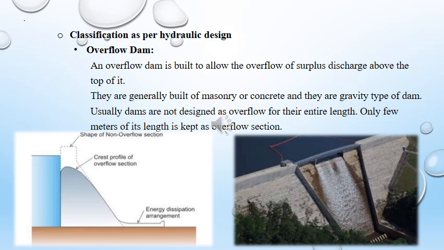The classification based on the hydraulic design. Based on the hydraulic design, the dams are classified as overflow or non-overflow dams. The first is overflow dams. The dam portion which is used for escaping flood waters is called an overflow dam. Its crest level is lower than the top of the other portion of the dam, like that of the spillway.